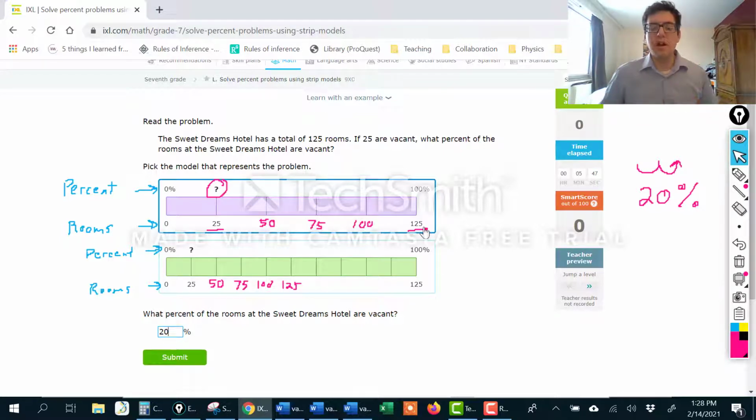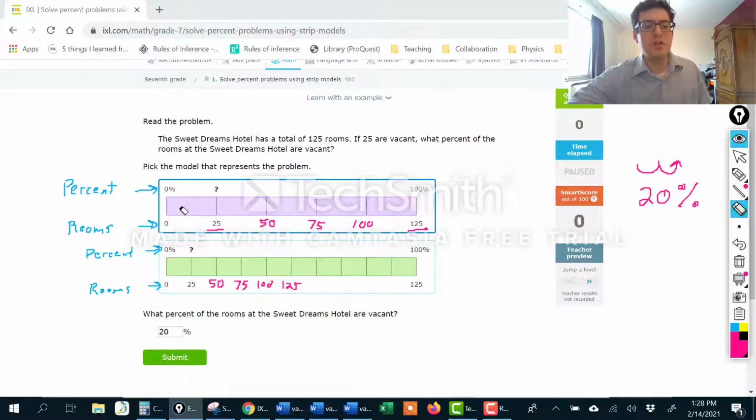But there is actually another way that we could have figured out that this was 20%, because we can see here that, like we said before, this model has been broken up into 5 pieces: 1, 2, 3, 4, 5. So if this is 100 going from 0 to 100, if I take 100 and divide it by 5, I would get 20. And then I would just keep counting by 20s from 0. So 0% plus 20% would be 20%, which is exactly where the question mark is. So I already have my answer.